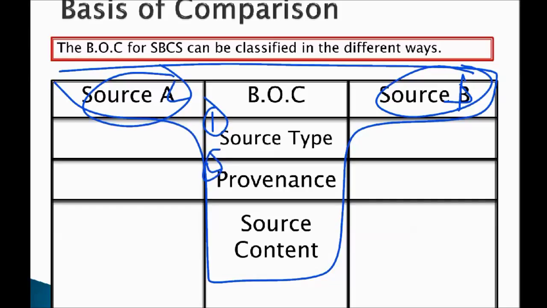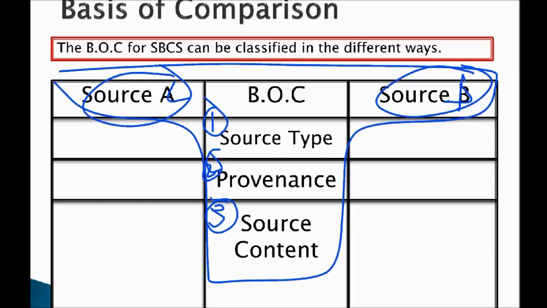Then the second one is provenance. Before I tell you what provenance is, try and recall what provenance is. We have gone through it quite a few times. And the last one is the source content. Source content meaning what you read in the source. So what in the source is different.